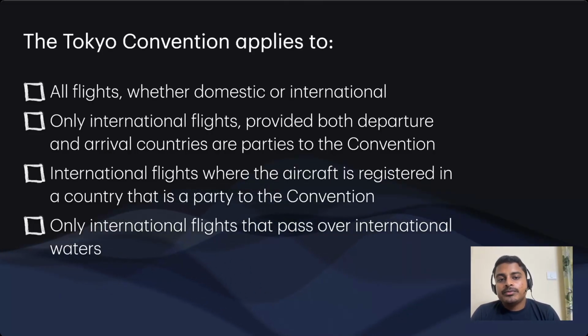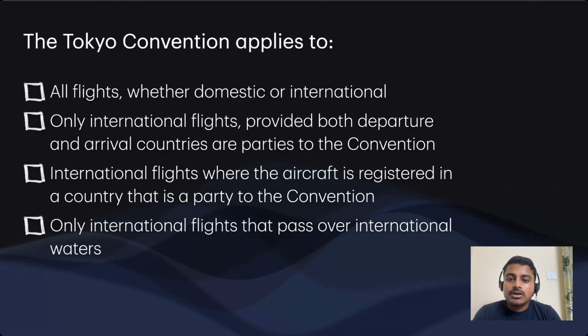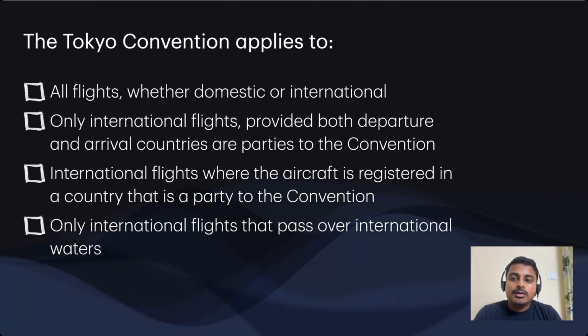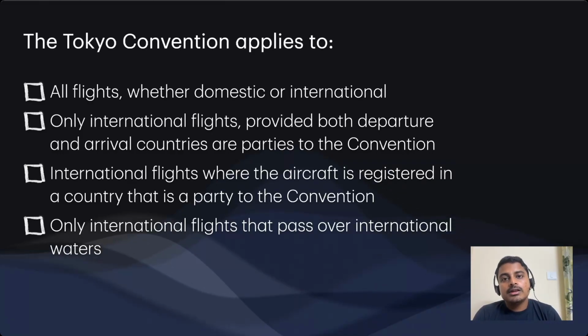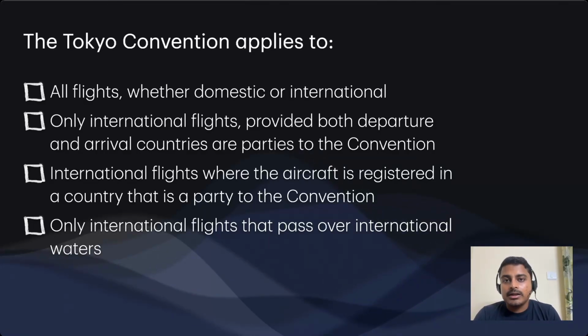So any convention under the ICAO applies to those countries, or those flights from those countries which are part of the ICAO itself, right? If a country is not part of the ICAO, you cannot expect them to follow these conventions, right? So the correct answer here is third, which is international flights where the aircraft is registered in a country that is party to the convention, because the Tokyo Convention gives the primary jurisdiction to the state of registration, or the country of registration of that aircraft, right?